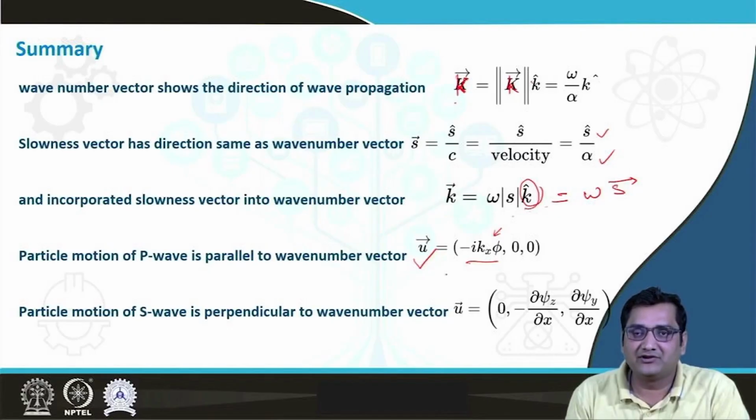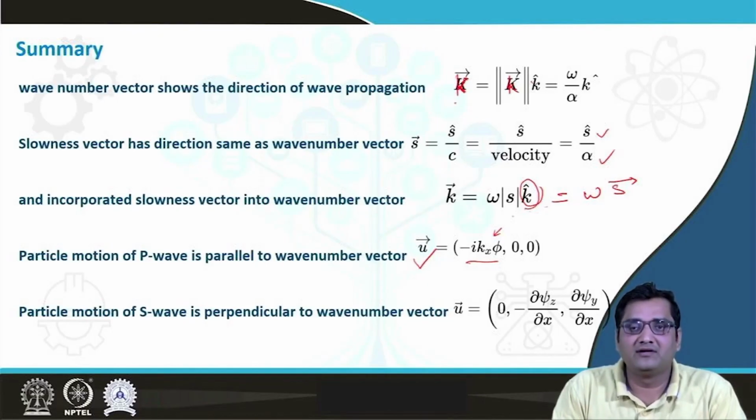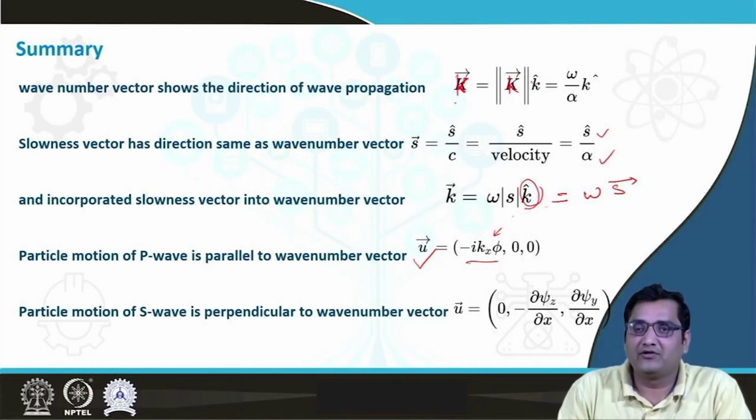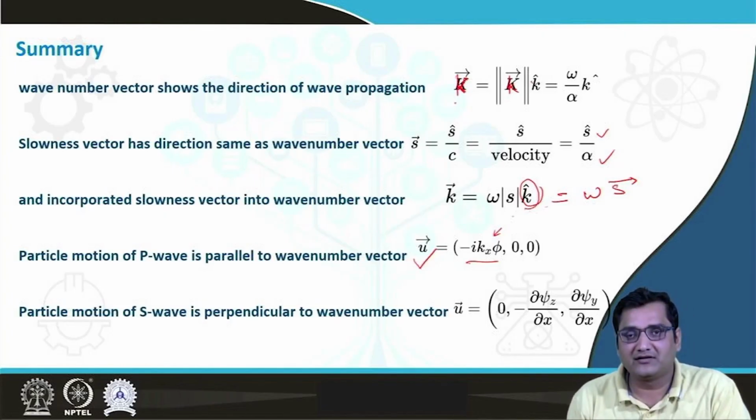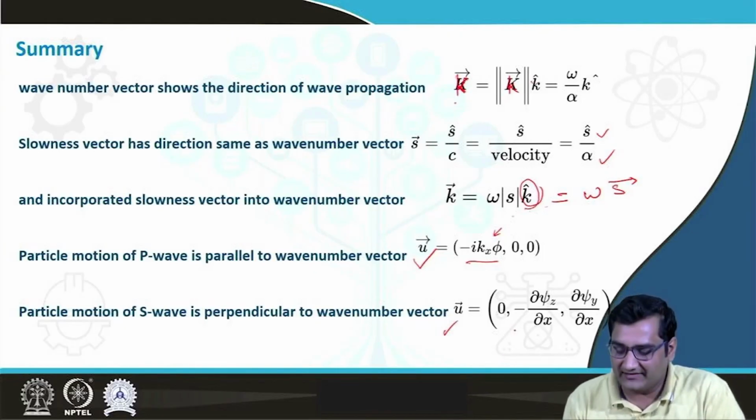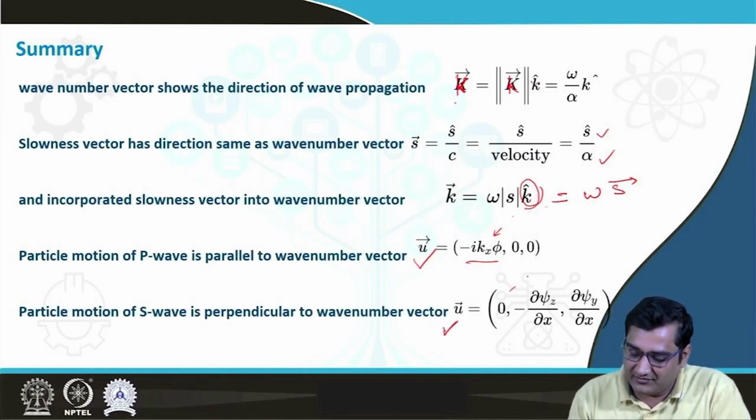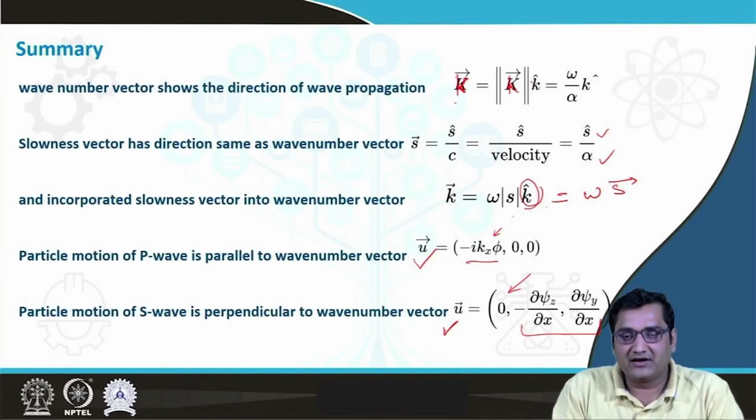So we can say the particle motion or the displacement of the P wave is always in the direction of propagation of the P wave. Similarly for the S wave, the particle motion or displacement is perpendicular to the propagation of the S wave, or the wave number vector of the S wave. We have derived the displacement vector for the S wave, which had a non-zero component in the direction perpendicular to the propagation of the wave. If the shear wave is traveling in the x direction, then the displacement vector will be 0 for the x direction, but non-zero for the other two directions. That means the shear wave particle motion is perpendicular to the propagation of the shear wave.